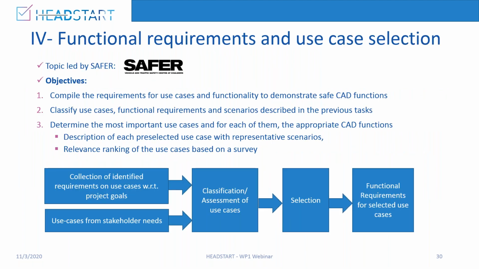And now we arrive at the last topic of today for the work package 1, which is the functional requirements for use case selection. So how did we select the use cases for the HEADSTART project? This task was also led by SAFER, and we first collected different requirements that we wanted to put in place for selecting the use cases, and then we based on the pre-selection that comes from the stakeholder needs, we did a selection of use cases and gave a score to each use case.